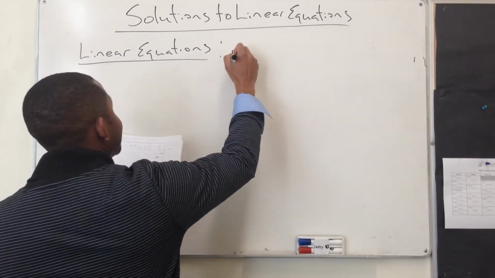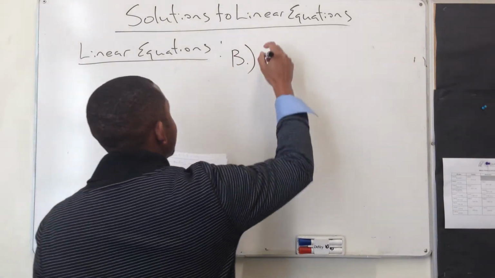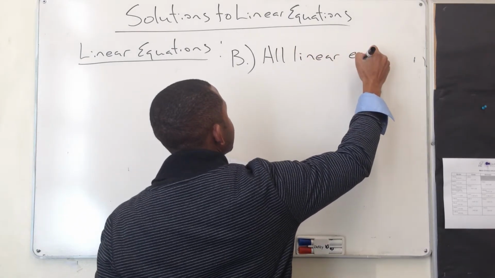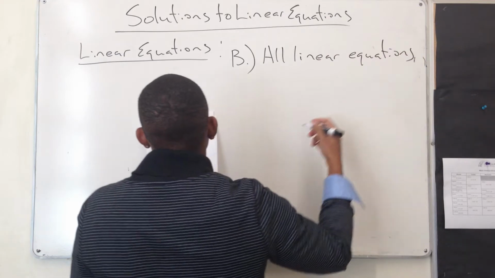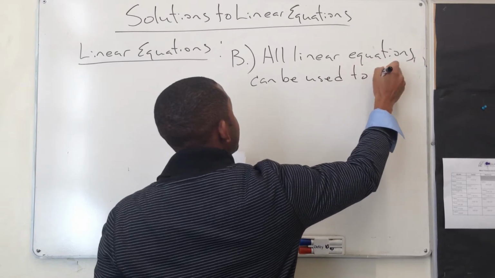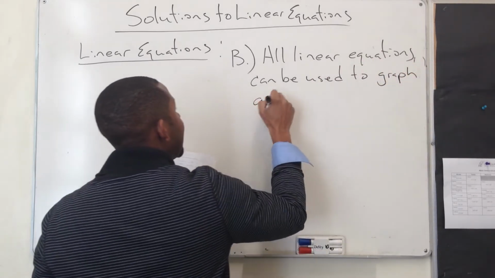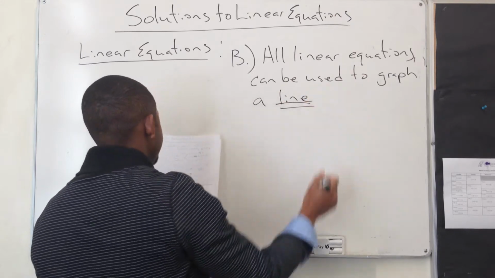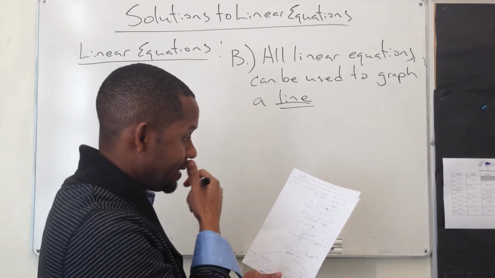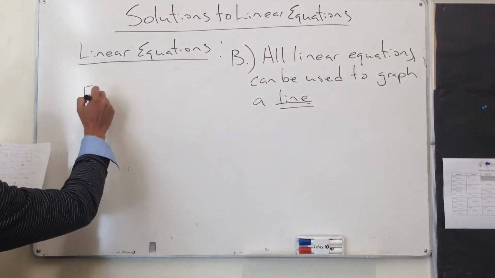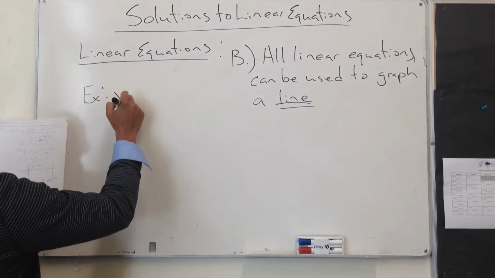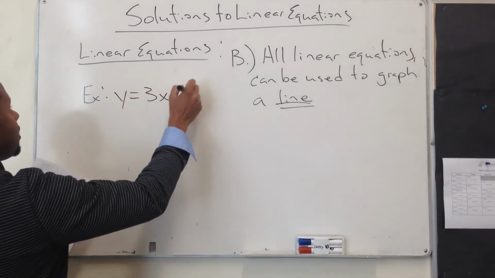The second thing you need to know about linear equations is that all linear equations can be used to graph a line. That's important. So let's do an example of using a linear equation to graph a line. Let's take one of those we wrote a second ago. It says y equals 3x plus 1.